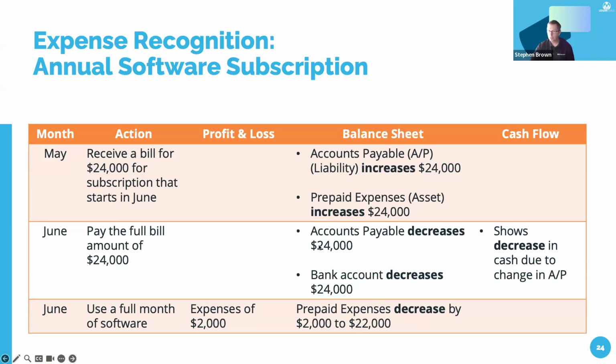I pay the full bill. My accounts payable goes down. My bank account goes down, and that's going to reflect in my cash flow statement. And then I use a full month of software, so I'm going to apply 1/12 of that purchase, $2,000, to my profit and loss, and my prepaid expenses go down.